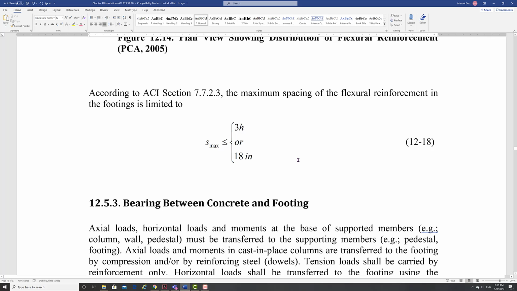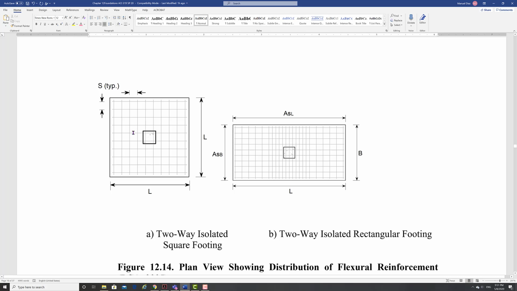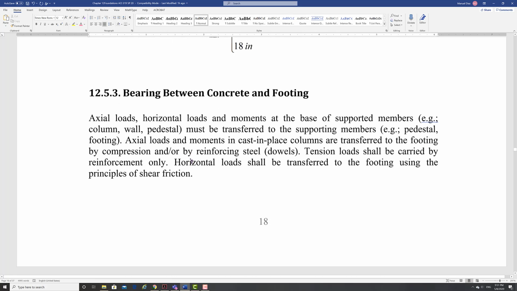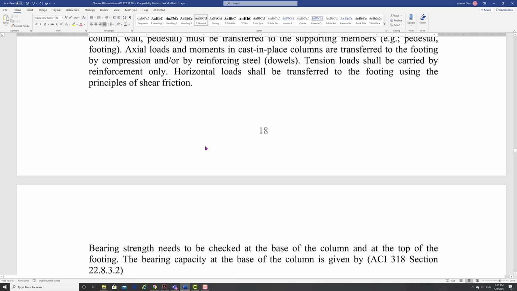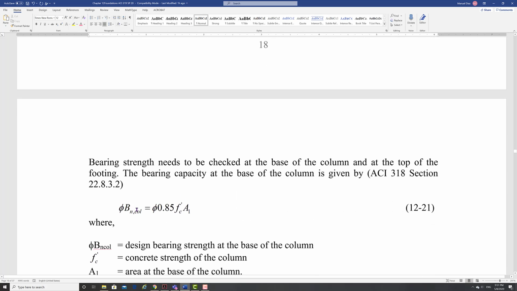Other thing that you have to worry about is because you're putting a column into this footing, then at the base of the column, you need to make sure that the column does not crash, right? And so we need to look at the bearing capacity of the column. And there is a bearing formula. So this is the bearing capacity of a column. And is given in your ACI, section 22.8.3.2.